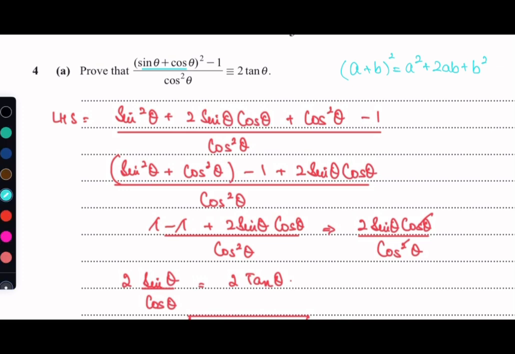Another identity that I should know here is that sine square theta plus cos square theta equals 1. So I've applied that to sine square theta plus cos square theta here, which should be equal to 1. So sine square theta plus cos square theta minus 1 plus 2 sine theta cos theta, this is 1 minus 1 plus 2 sine theta cos theta. 1 minus 1 gets eliminated. I'll be left with 2 sine theta cos theta over cos square theta. Cos theta and cos square theta also get simplified. So I have 2 sine theta over cos theta, which should be equal to 2 tan theta, and this is what I had to prove. Therefore, left hand side equals right hand side, and I have proved the trigonometric equation here.